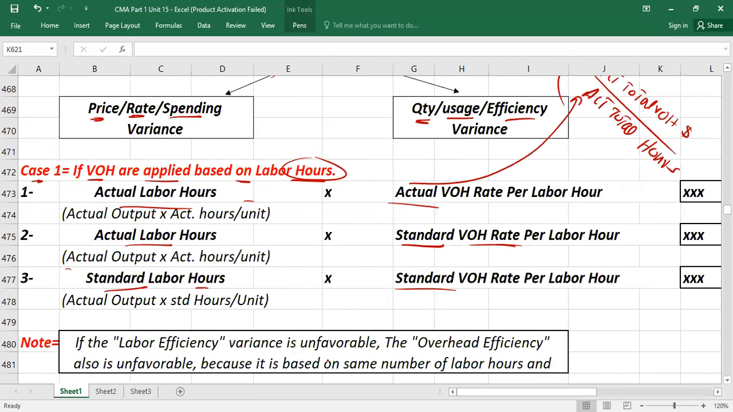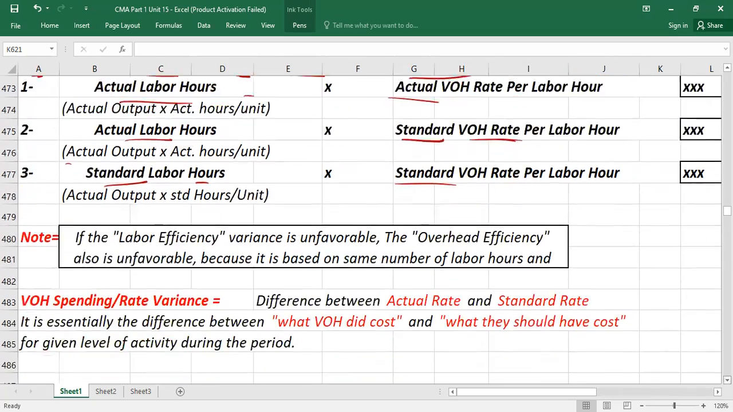Now let's do the questions first, and then I'll tell you theoretical points, because if I start theoretical points now in between, you will be lost. So this is the first question. First case we studied. Which case was it? If variable overheads are absorbed based on hours. So there is a second case. Which case? Second.